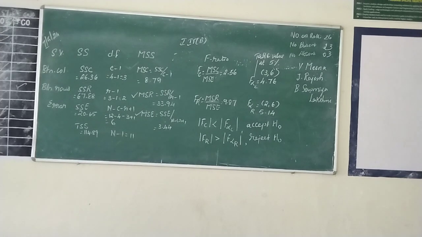Two different factors will be given. One will be row wise, the other one will be column wise.